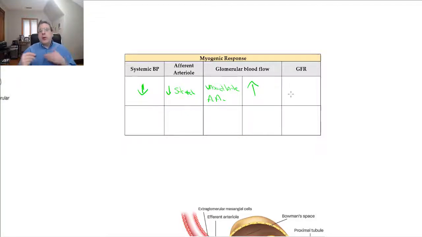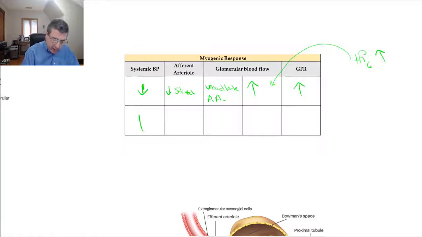And if you increase the blood flow, what's that doing to the hydrostatic pressure of the glomerulus? Hydrostatic pressure of your glomerulus will increase. And when you increase the hydrostatic pressure of the glomerulus, that's going to increase your glomerular filtration rate, which then increases the filtrate, and then urine, okay?